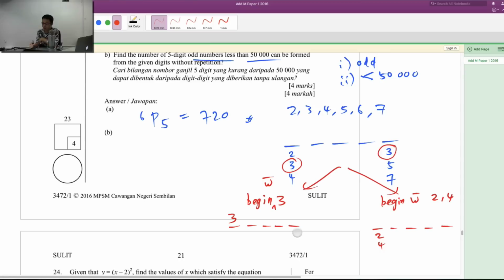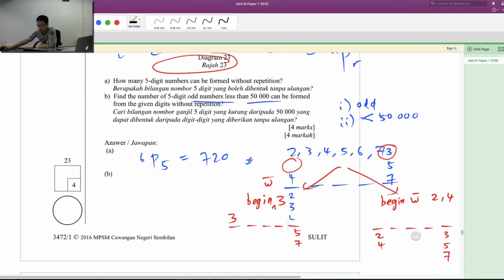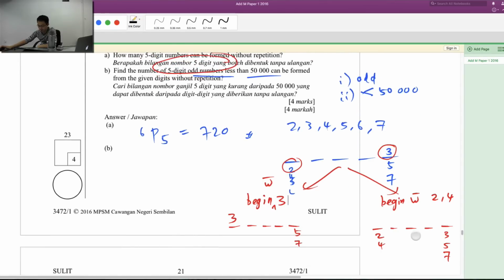Since I want to make sure they are not repeated, because it's without repetition, if my first digit I use 3, the last digit I won't use 3, I will use 5 and 7. If the first digit I use 2 and 4, the last digit I can use 3, 5 and 7, because without repetition. Okay, then next, the first digit I use 3, then only one way. For 5 and 7, I choose 1, that is 2P1, to put at the last place.